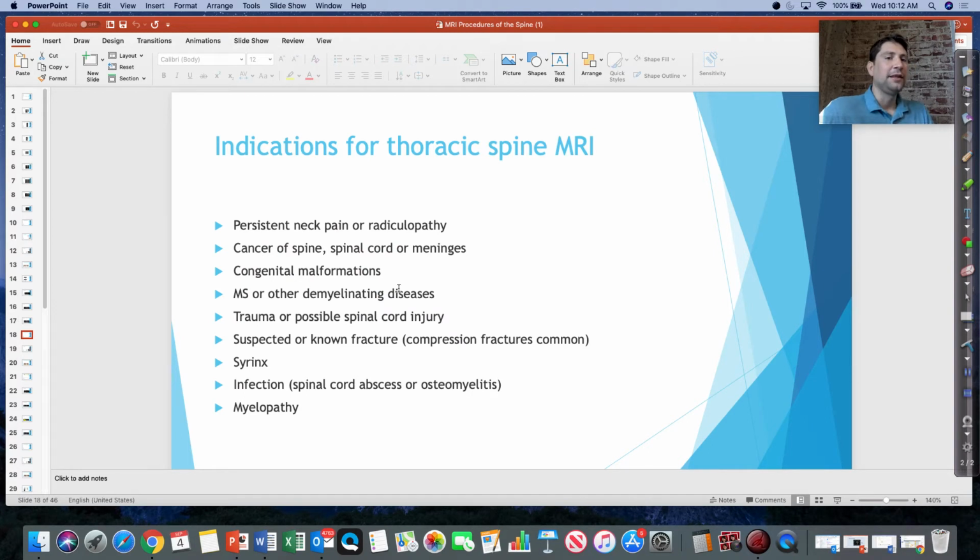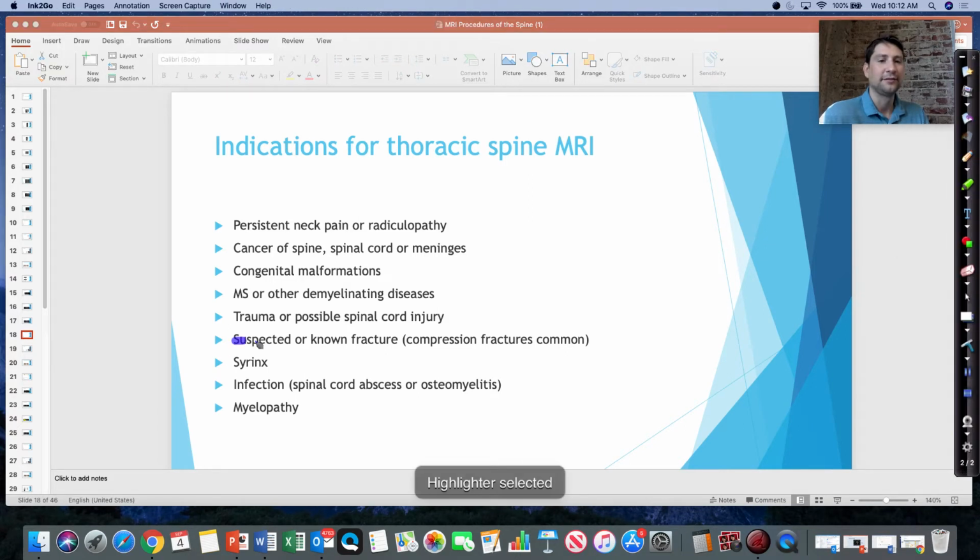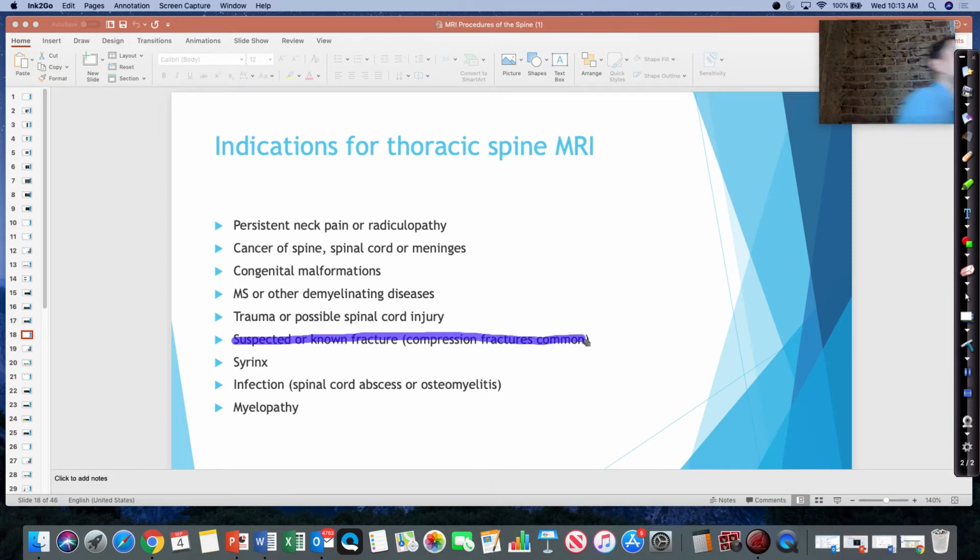All right, some indications for thoracic spine. You can see here a lot of these are very similar, but a lot of times you're going to be scanning T-spine for this reason mainly, a suspected or known fracture, compression fractures. So do you guys see those patients that are extremely kyphotic that come into your radiology department? Typically, those are people that have several compression fractures right at that normal bend of the T-spine.